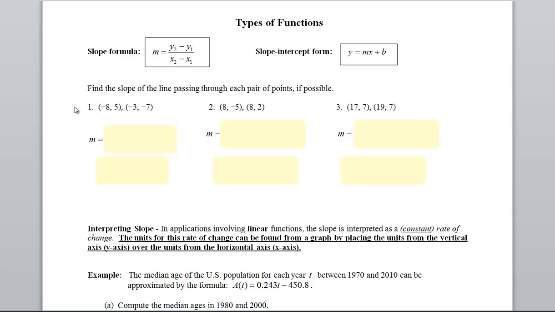So, first bit of homework, find the slope of the line passing through each pair of points if possible. So I need you to pause me and do this because you should already know how to do these. So do all three of them and then unpause me and we'll see if you agree with what I've got. I'm going on though, so pause.